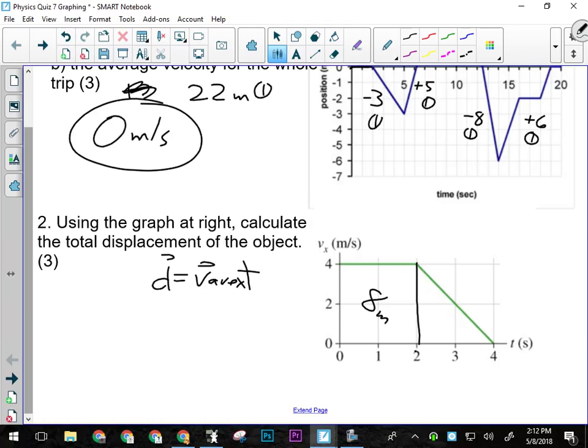Base times height. And then in this part, I slow down from 4 to 0, but I still am traveling forward, right? My average velocity would be 2, so that's the base, 2 seconds, times the height, 4 over 2. So we're going to have 4 meters there, which means our total displacement, so give them 1 mark for that, and 1 mark for that, and our total displacement will be positive 12 meters.